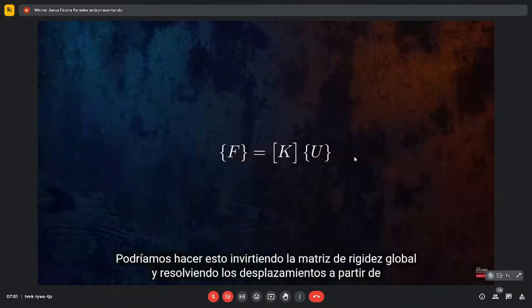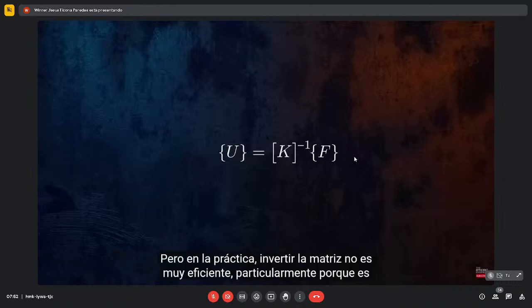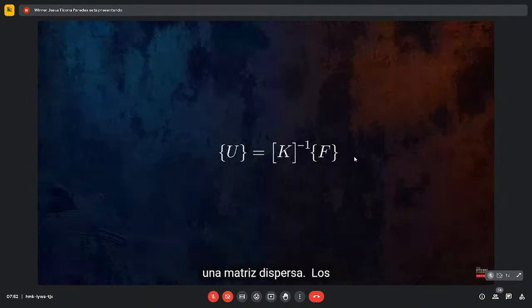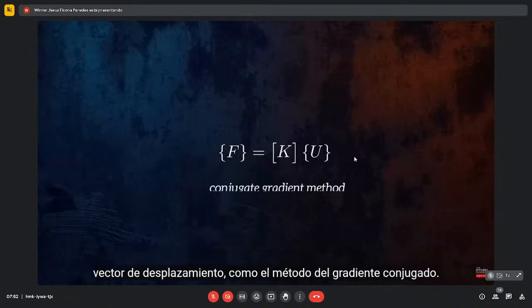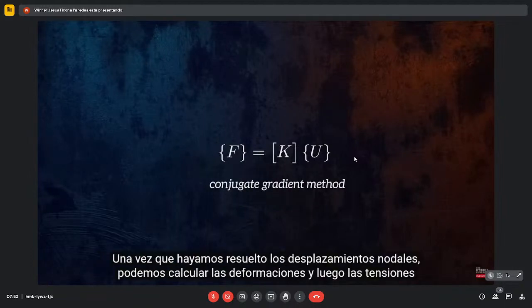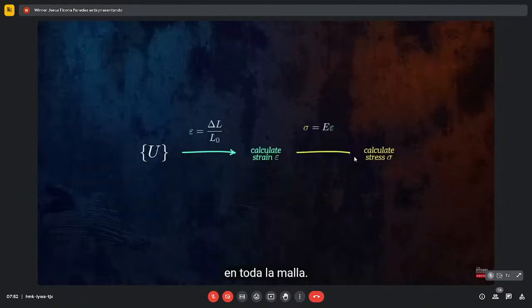We could do this by inverting the global stiffness matrix and solving the displacements from there. But in practice, inverting the matrix isn't very efficient, particularly because it's a sparse matrix. Commercial solvers mostly use methods that involve iteratively approximating the displacement vector, like the conjugate gradient method. Once we've solved the nodal displacements, we can calculate the strains and then stresses throughout the mesh.